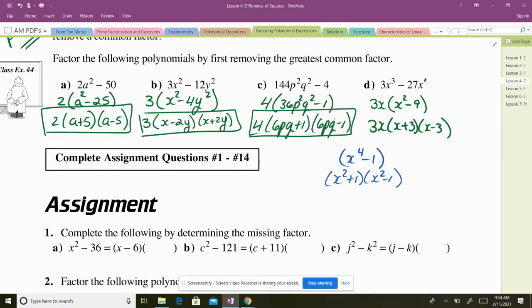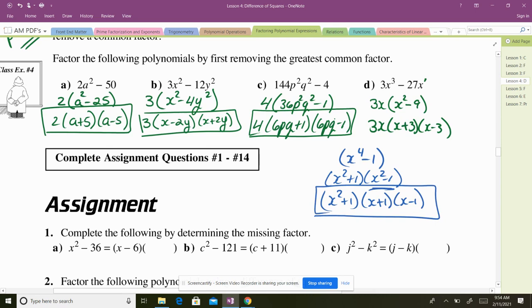That's right. So can I factor both of these again? Both? What's the difference of squares? What does difference mean? Subtraction. So only this one is a difference of squares. So this stays the same. x squared plus 1 stays the same. This one becomes x plus 1, x minus 1. That is full marks right there.